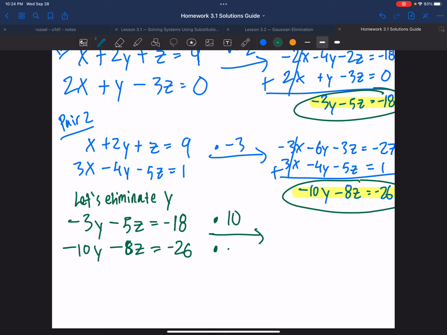And I'll multiply the bottom equation by negative 3. That way, negative 3 times 10 is negative 30. And negative 10 times negative 3 is positive 30. So I have negative 30 and positive 30, and I add those, they will cancel. Okay, that's my idea. That's my thought process. So negative 30y minus 50z equals negative 180. And then on the bottom, I get 30y plus 24z equals, I don't know what 26 times 3 is.